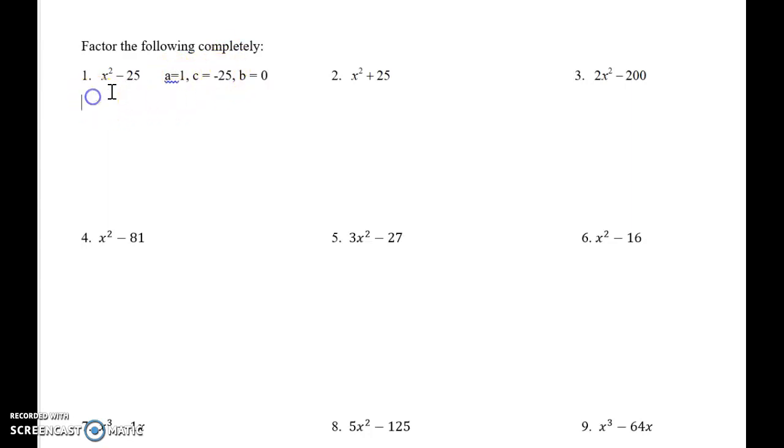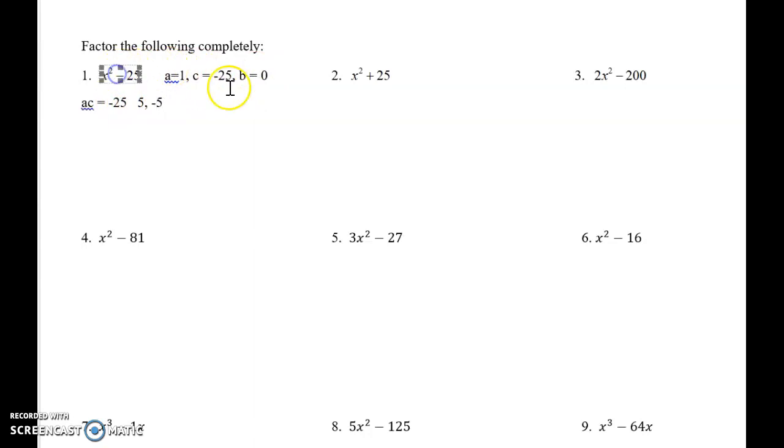All right, let's see how we're going to factor that. A times C, 1 times negative 25, is negative 25. So I want two numbers that will multiply together to be negative 25 and add together to be 0. Well, I can use the fact that 25 is a perfect square number because in order for my two numbers to add to be 0, they have to be opposites of one another. The two things that multiply to be 25 are 5 and 5, but 5 and 5 add together to be 10, and I need them to add together to be 0. So I'm going to go back and make one of those negative. Now positive 5 times negative 5 is negative 25, and positive 5 plus negative 5 is 0.